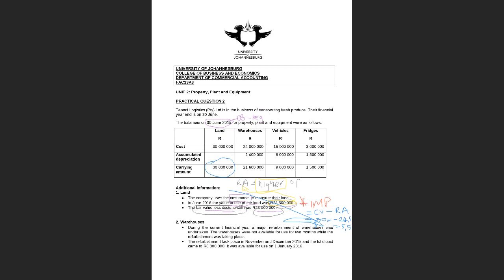Okay, we're gonna debit an impairment loss. Remember that in your journal, you need to indicate which statement it's affecting. So this is going to affect profit and loss.